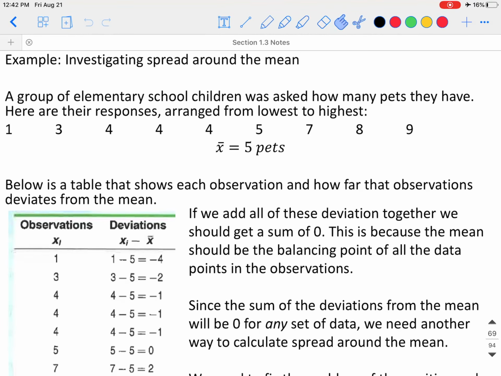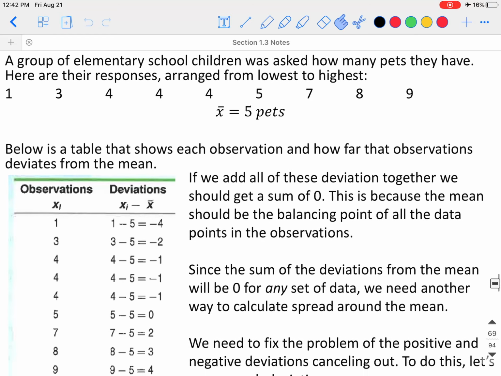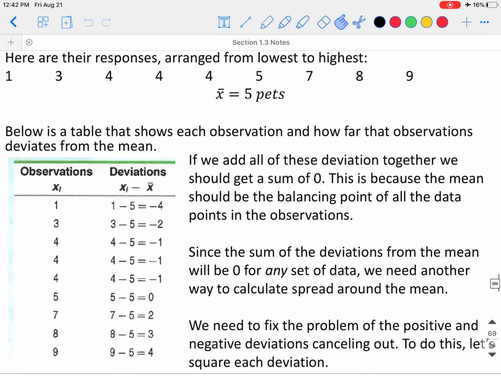Below is a table that shows each observation and how far that observation deviates from the mean. So we had an observation of 1 minus the mean of 5, or your x value minus your x bar, gives us -4. You had an observation of 3, so your x value minus your mean gives you -2. If we do that for all of the observations and add all of those deviations together, you would get a sum of 0. This is because the mean is the balancing point for all of the data points in the observation.